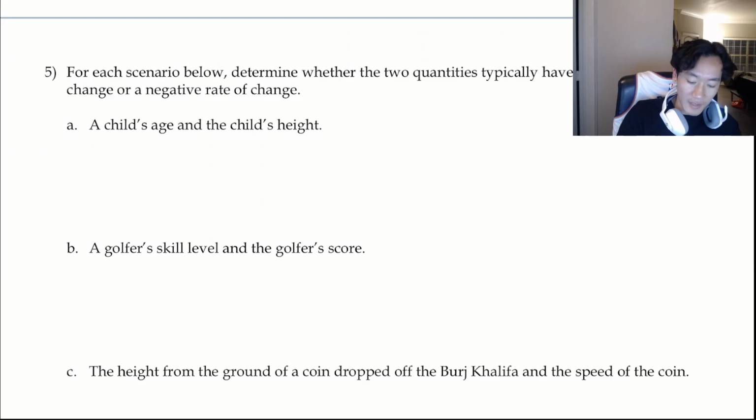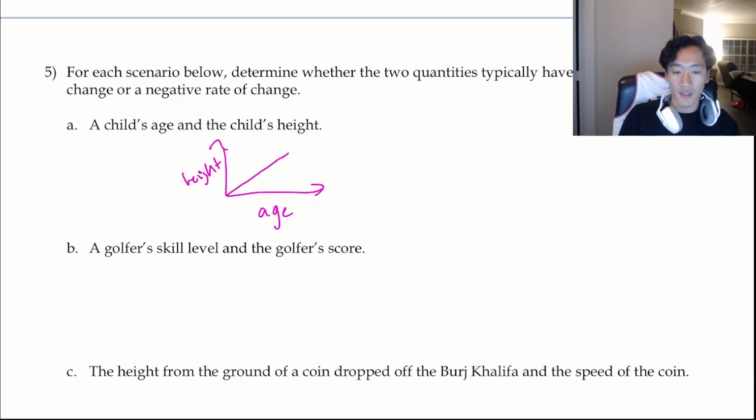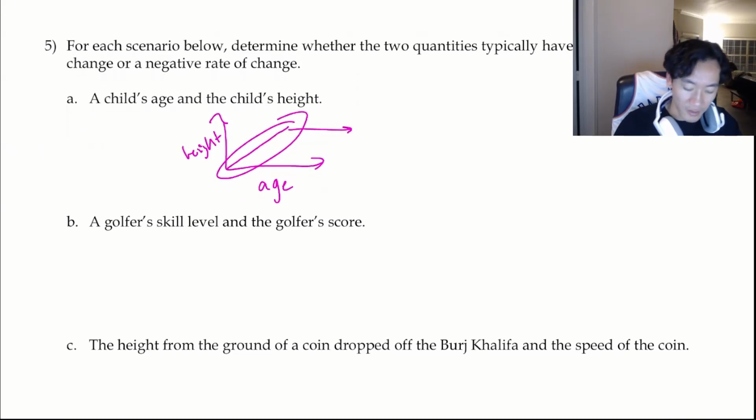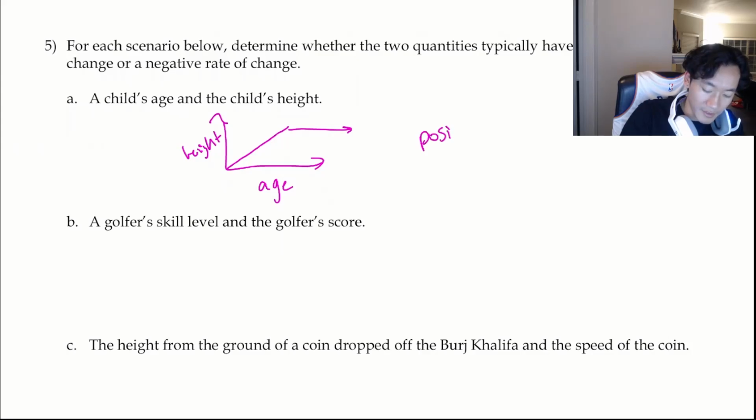So if I was to label an x and y axis here and say that this was the age, and say that this is height, well, I would say over time, as you get older, you do increase in height. After a certain point, you might taper off completely, but that's not really the behavior that we're looking for. Overall, at the beginning, you do grow in height, right? Unless you have very substantial circumstances. So I would say for part A, you would have a positive rate of change.